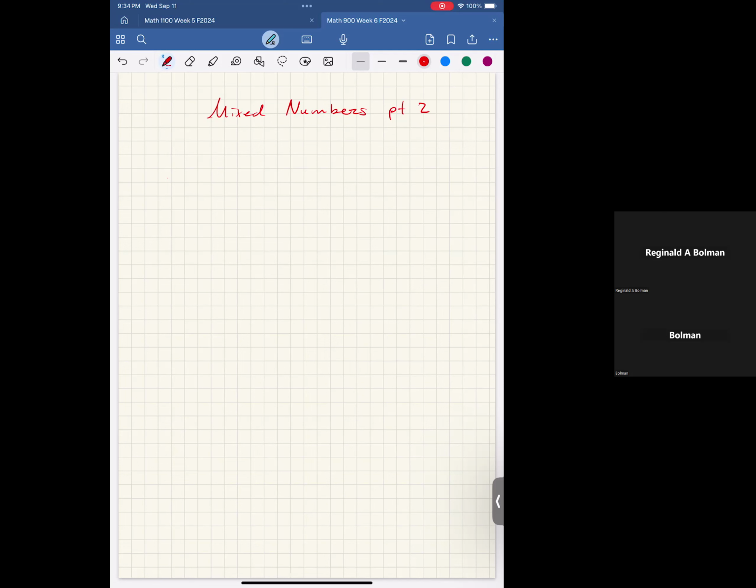Welcome back. Today we will discuss the topic of mixed numbers, and specifically we'll talk about the addition, subtraction, multiplication, and division of mixed numbers.